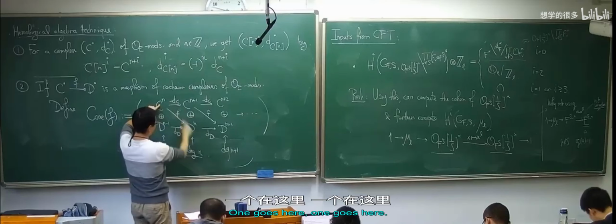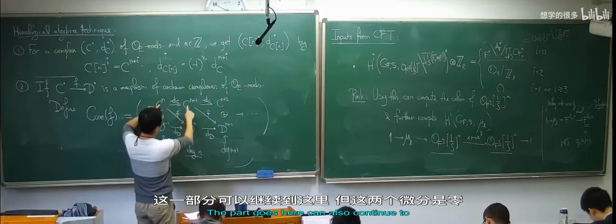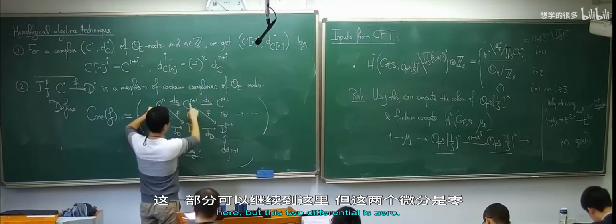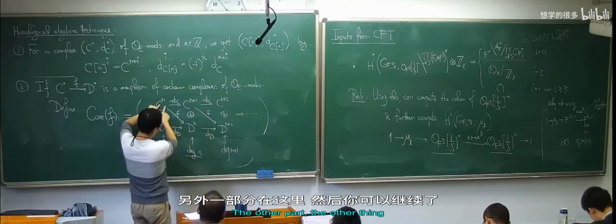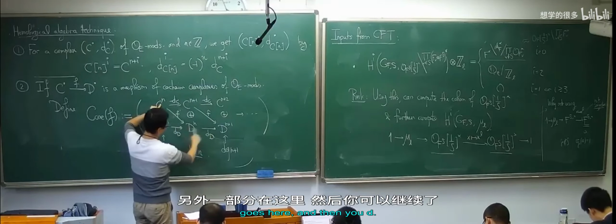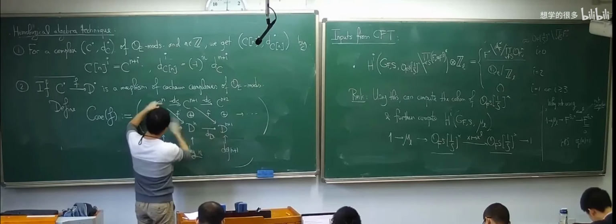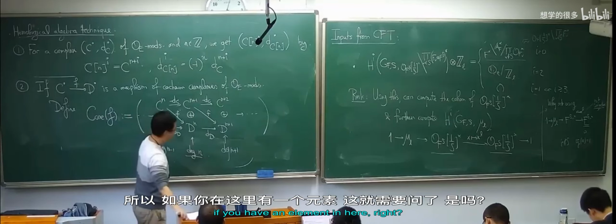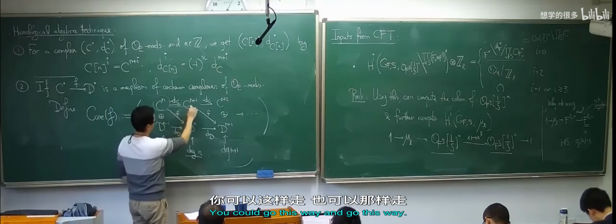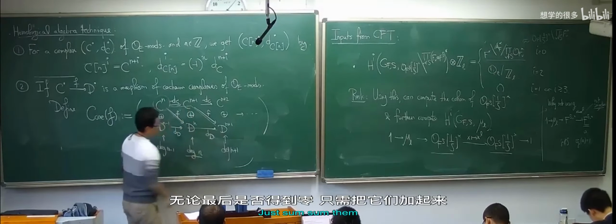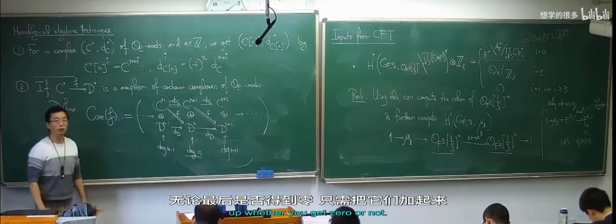One goes here, one goes here. The part here can also continue to here, but this differential is 0. The other thing goes here, and then you D. And you have also a thing here and then down here. So it's a question of, if you have an element in here, you can go this way and go this way. If you sum them up, whether you get 0 or not.